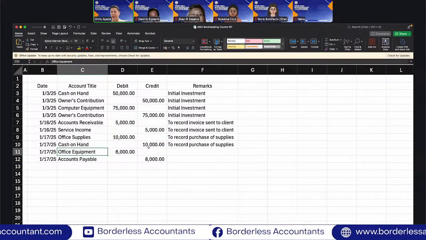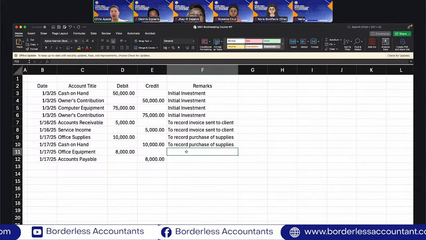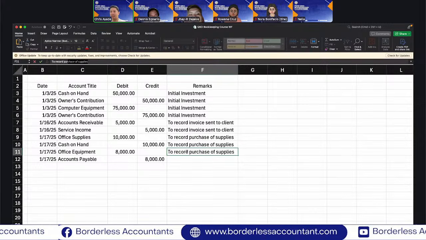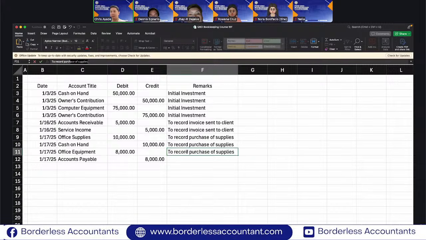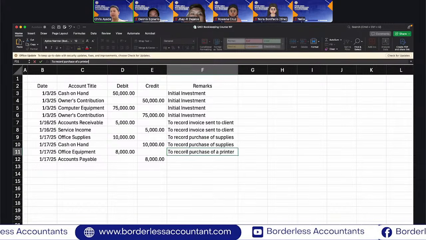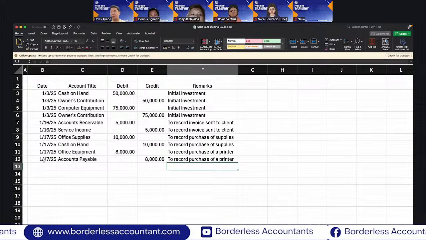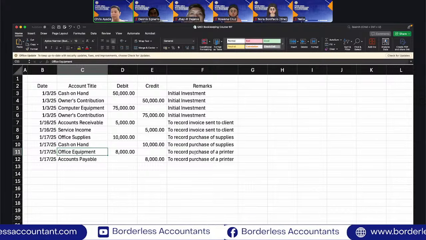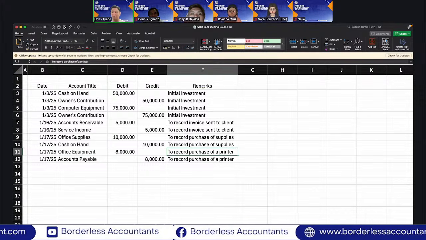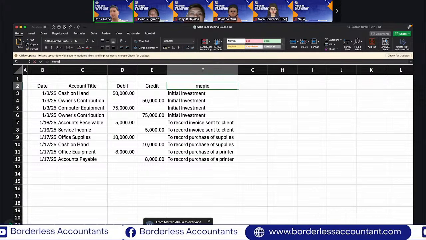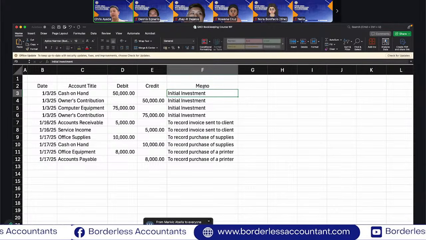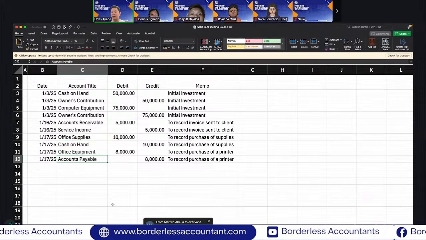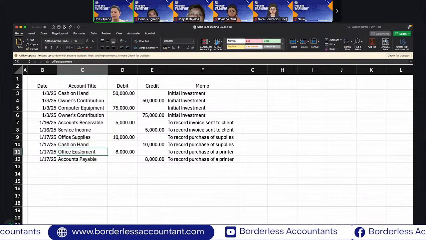So sabi dito office equipment. So ilagay natin dito, sabihin na lang natin, to record purchase of a printer, no? Para alam nung accountant or mag-audit na yung office equipment na pala to ay a printer. Right? Kasi may memo tayo or may remarks tayo. So may office supplies na tayo, meron na tayong accounts payable, at may office equipment na tayo.